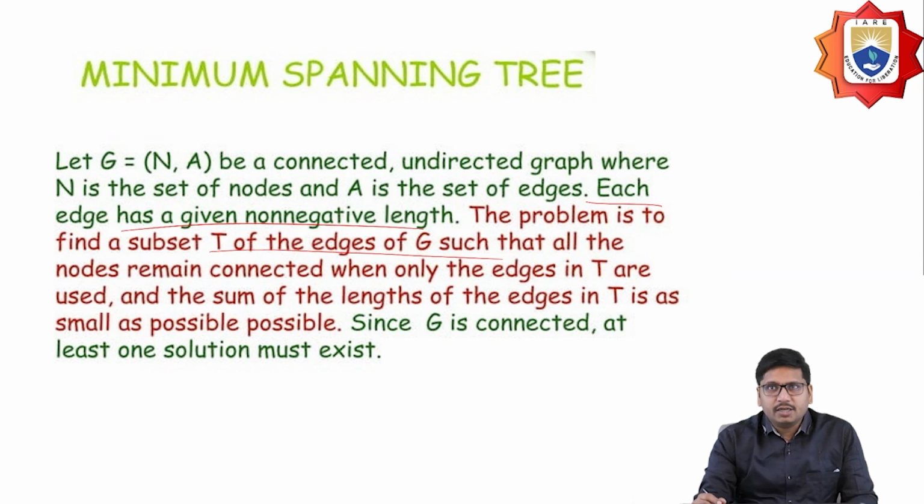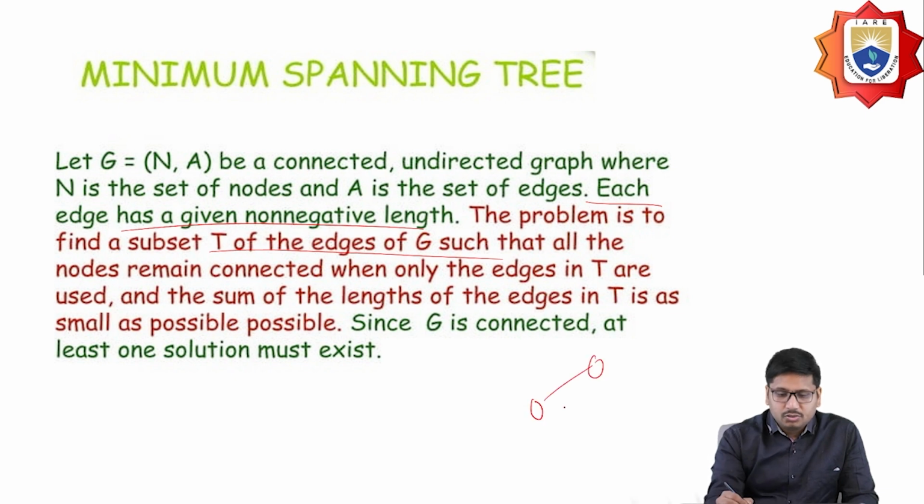For the given undirected graph, we have a set of nodes and edges, where N is the set of nodes v1, v2, v3, and v4, and the edges.